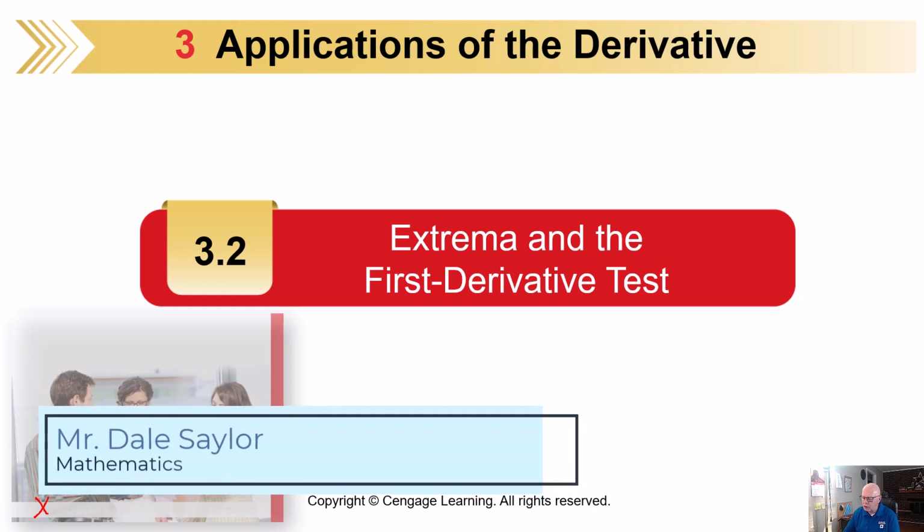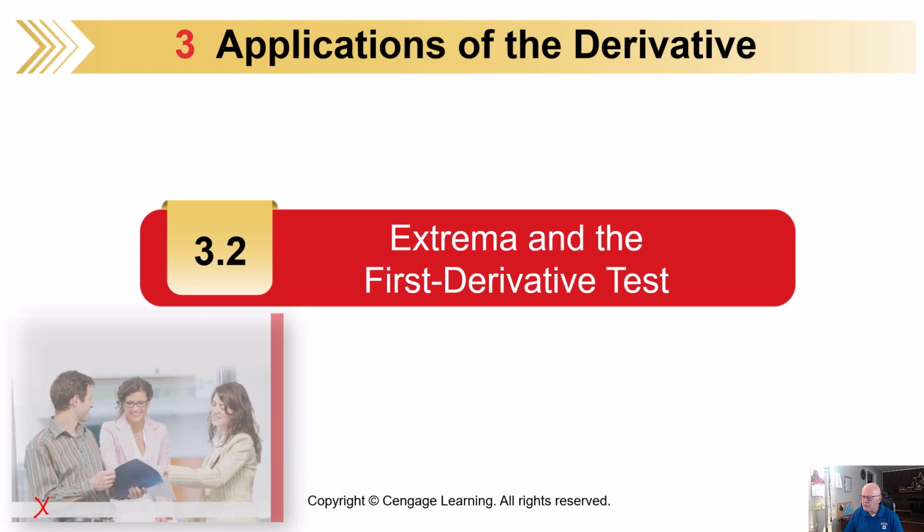We're up to chapter 3, section 2, and as you can see, we're going to talk about extrema and the first derivative test. If you haven't guessed by now, we're finished with finding derivatives. What we're going to do now is use derivatives. So all that hard work you've been putting in chapter 2 in particular is coming to fruition. So let's use that first derivative test and see what we can find out.